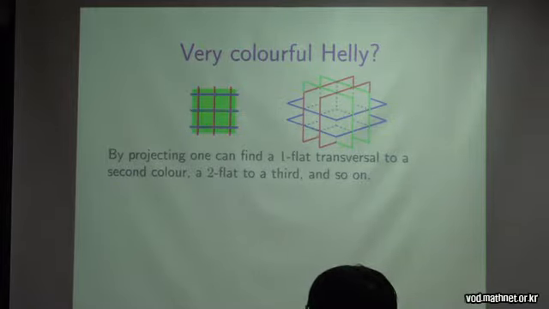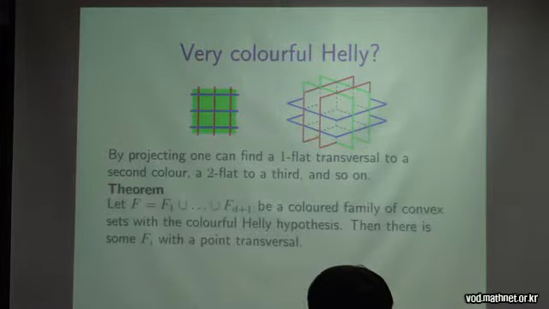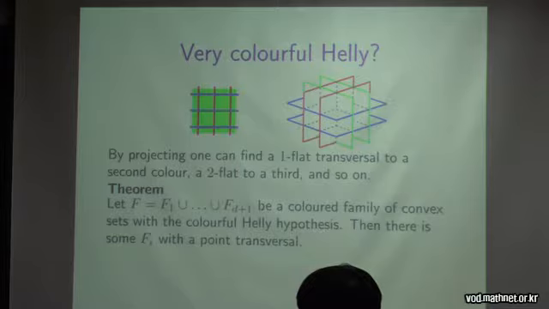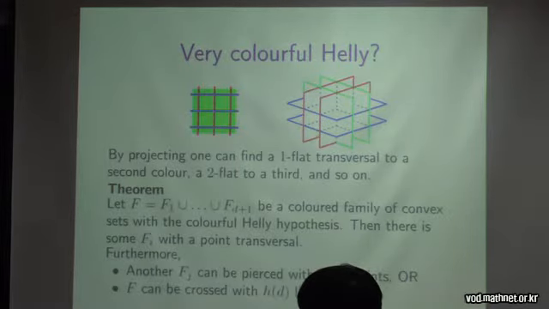But this is somehow not so good because I'm only talking about one color at a time, and here it seems that with one line I should be able to intersect everything. So why? This is just the colorful Helly again. I can find a color with a point transversal, but we managed to do a little bit more.